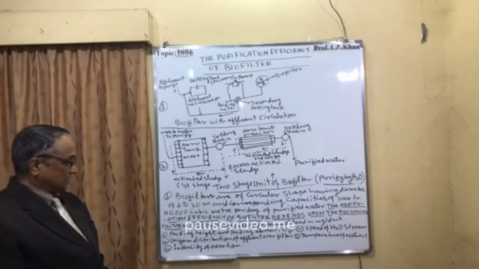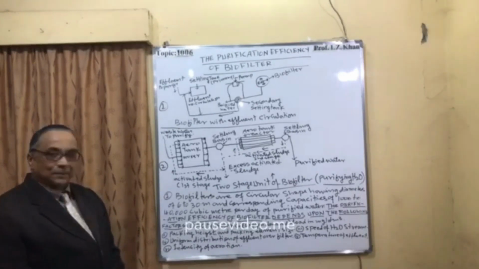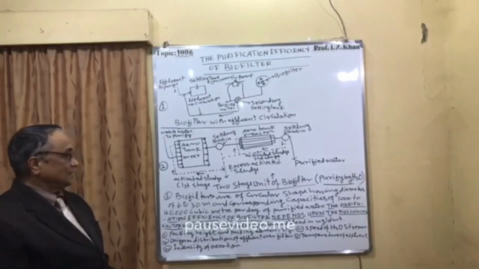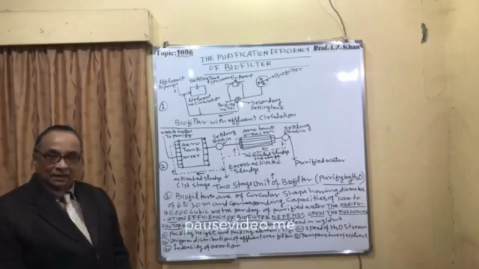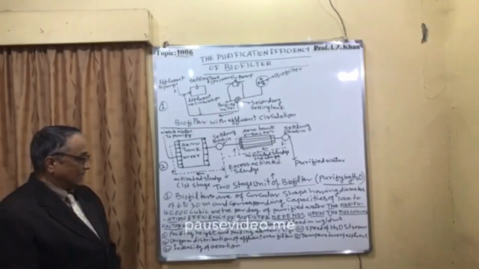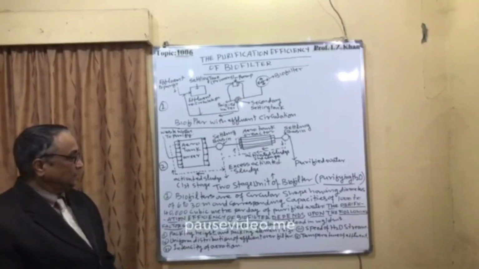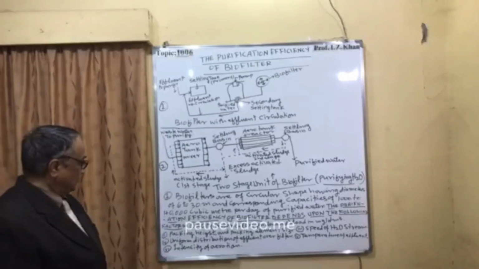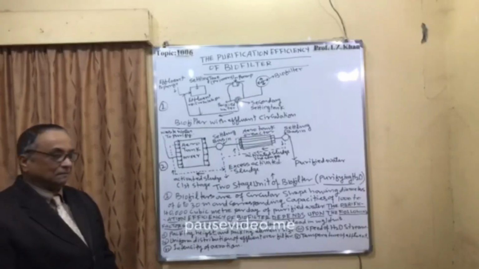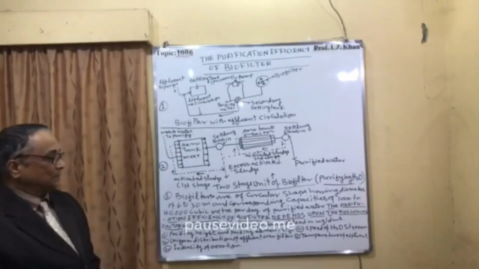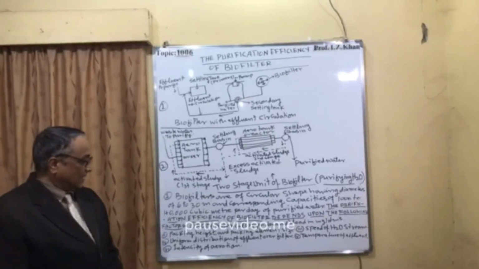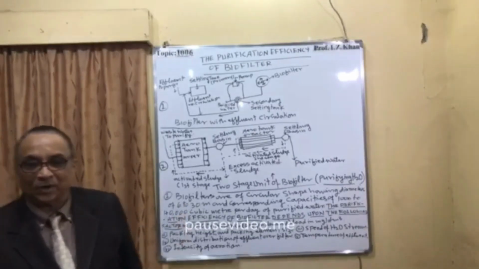The purification efficiency of biofilter depends upon the following factors, and these factors are: first, BOD, that is biological oxygen demand, and that is load in milligram per dm cube. Number 2, packing height and packing element size. Number 3, the speed of water stream. Number 4, uniform distribution of effluents over filter. Number 5, temperature of effluent. And number 6, intensity of aeration. So these factors are very important.